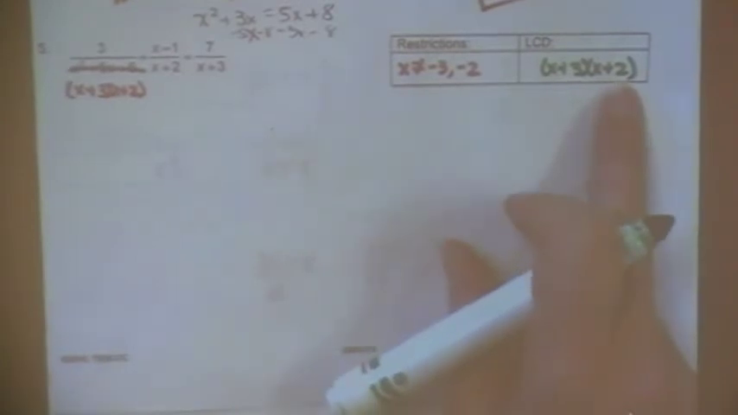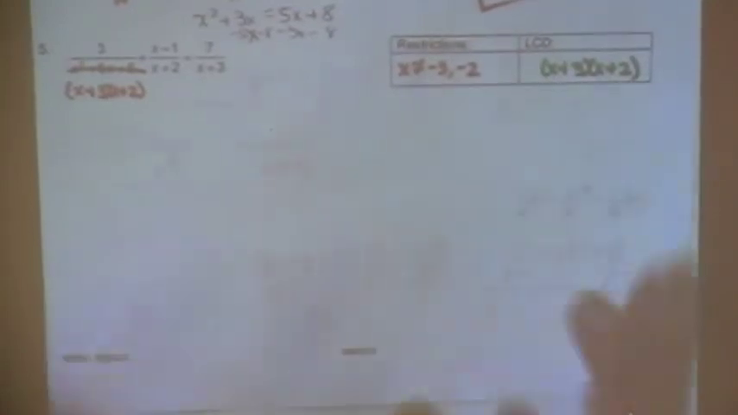So when I go to do my LCD, fraction by fraction, the first one has two pieces. X plus 3 and x plus 2, so I put them both in the box because you can't get rid of them. When I go to my second fraction, it has an x plus 2. That's already in the box. You don't have to put it there again. Third fraction is an x plus 3. It's already in the box. So my LCD is complete with just those two pieces.